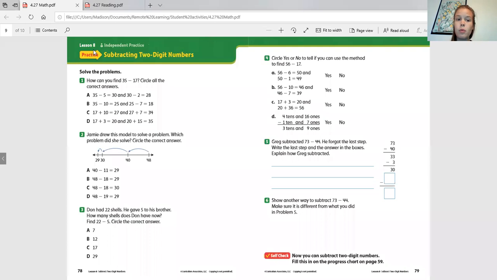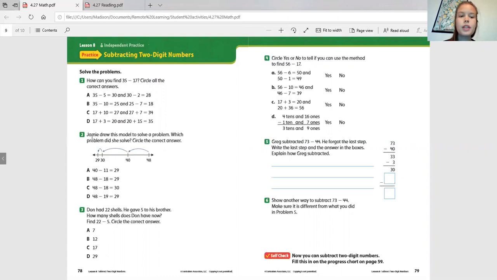Okay, so now we're at the point where it's independent practice for you. So these problems are up on the Google Classroom for you to get out a sheet of paper and solve along with them, and then text me a picture of your work. I will read through them right now just to help you out, and you can pause it and solve it, or go back and look at the worksheet inside the Google Classroom. So problem number 1 says, how can you find 35 minus 17? Circle all the correct answers, which means there might be more than one correct answer.